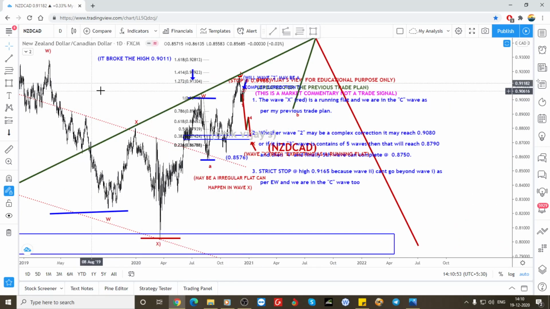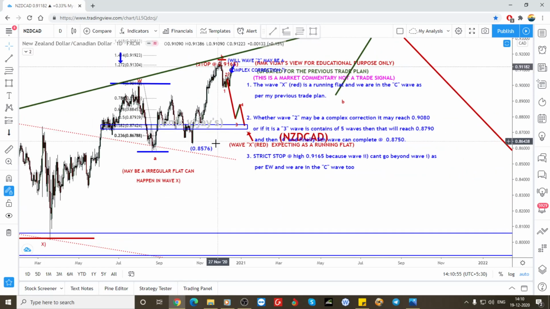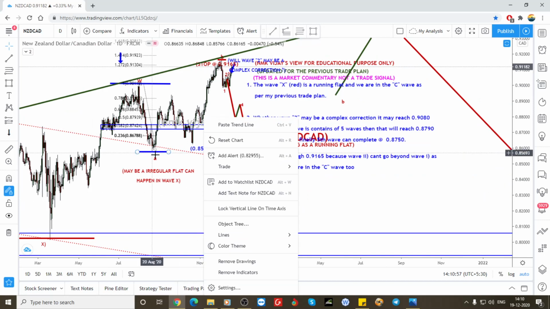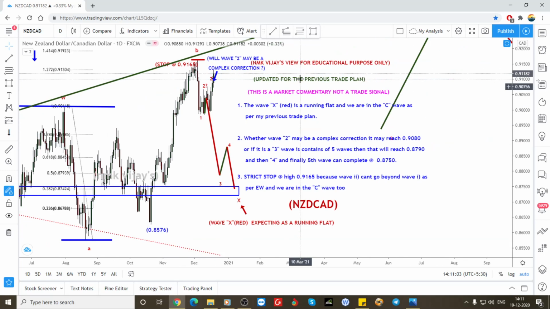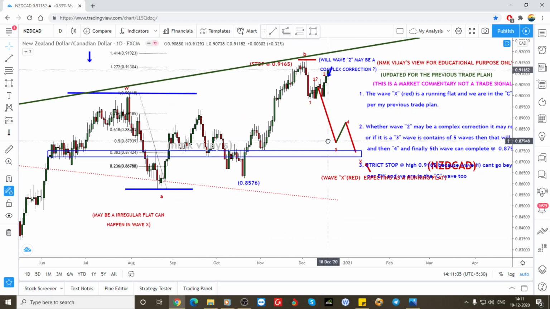So in that, this is the A, the five-way structure. So B is already completed, and again it is doing that five-way structure. So here is a five-way structure. For this five-way structure, we are in the irregular flat formation in the B wave, and again C wave has to come.